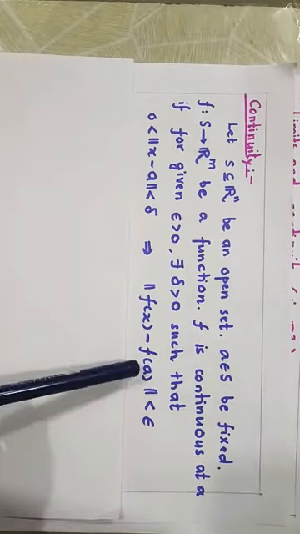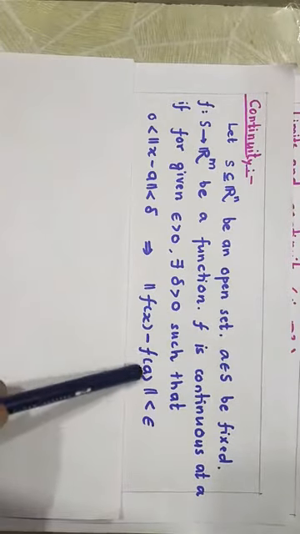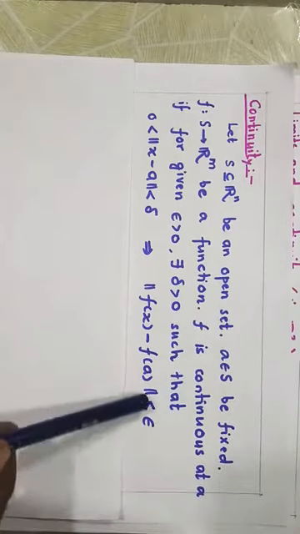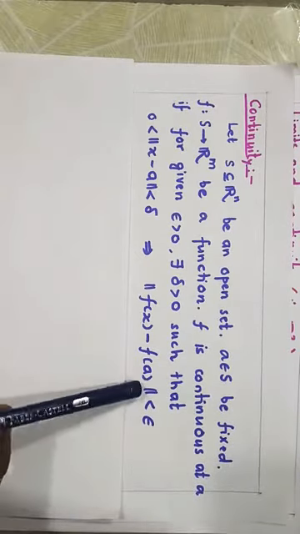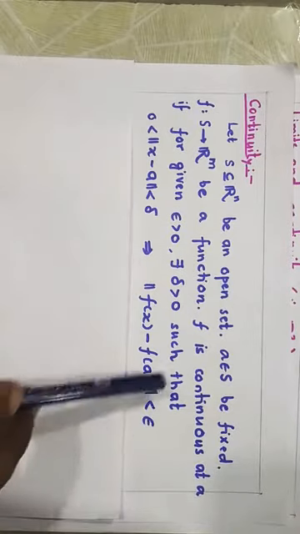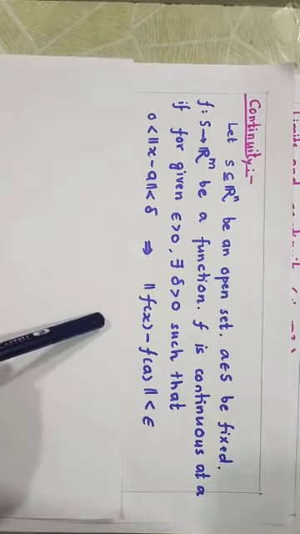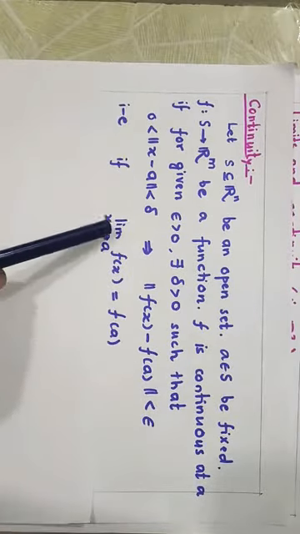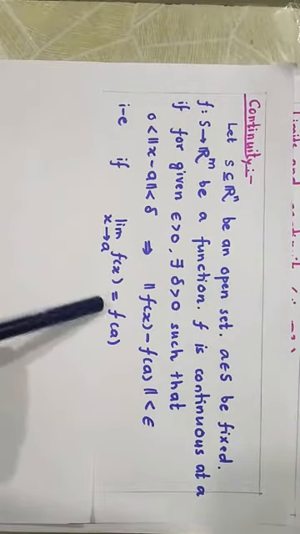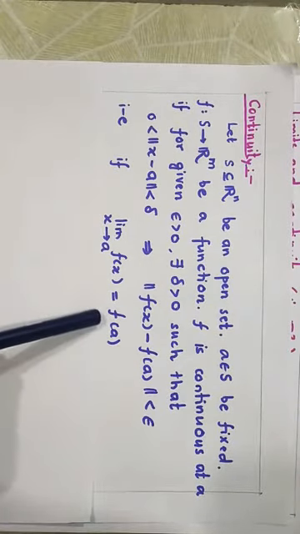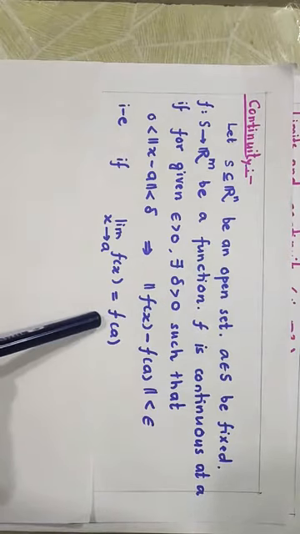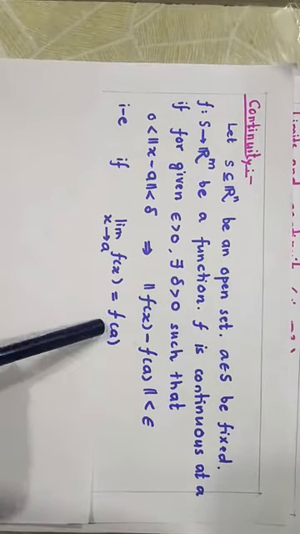Now for continuity we have to take this as f of a, the value of the function at this point a. If this difference is less than epsilon, then we say that the function f is continuous at a, and we write it as limit of f of x as x tending to a is equal to f of a. So instead of L, if I have here f of a, then the function becomes continuous at this point a.